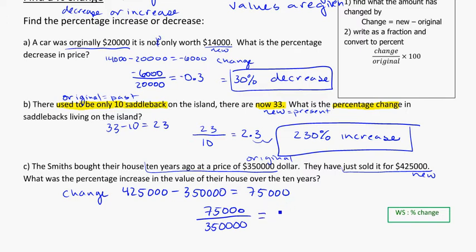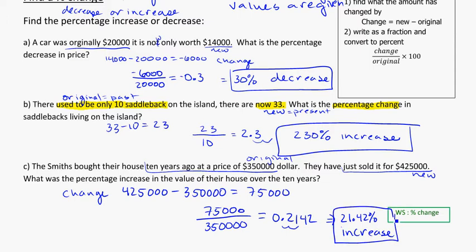So 75,000 divided by 350,000 gets us 0.2142. And converting that to a percentage, moving our decimals 2 spots over, gets us 21.42%. And here I need to clarify again, it's an increase. It's gone up in value.